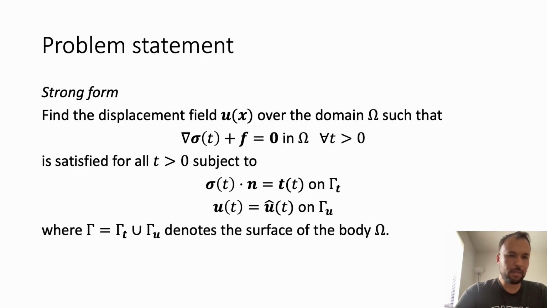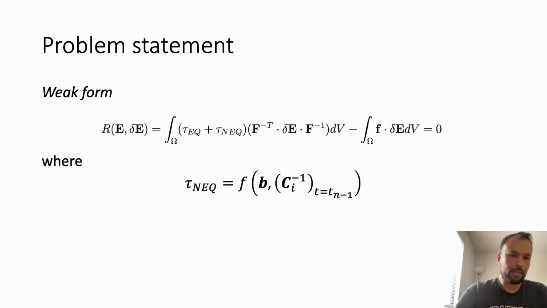The strong form of the problem in this study is given as this: to find the displacement field U such that this equation is satisfied for all positive t's, subjected to these boundary conditions, where gamma is the surface of the body. And in weak form, this turns into this equation where tau EQ and tau NEQ are the Kirchhoff stress of the equilibrium and non-equilibrium parts of the deformation.